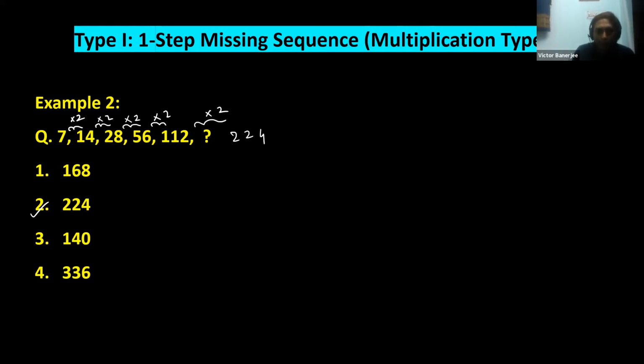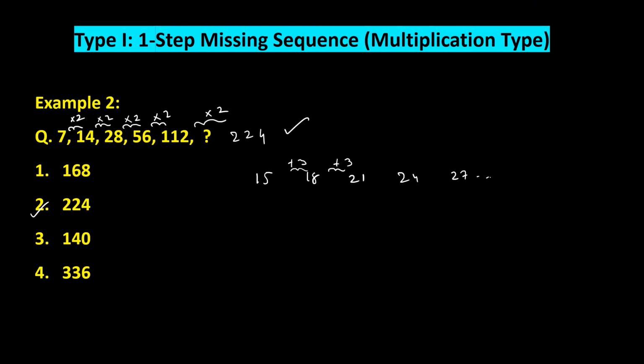Okay. Let me give an example on addition. For example, 15, 18, 21, 24, 27. This is addition, right? Plus 3, plus 3, plus 3. Now look at the terms. The numbers are not abruptly changed. They are slowly changed. But look at this example: the numbers are abruptly changed. So when there is abrupt change, there could be multiplication. Is that understood, guys?